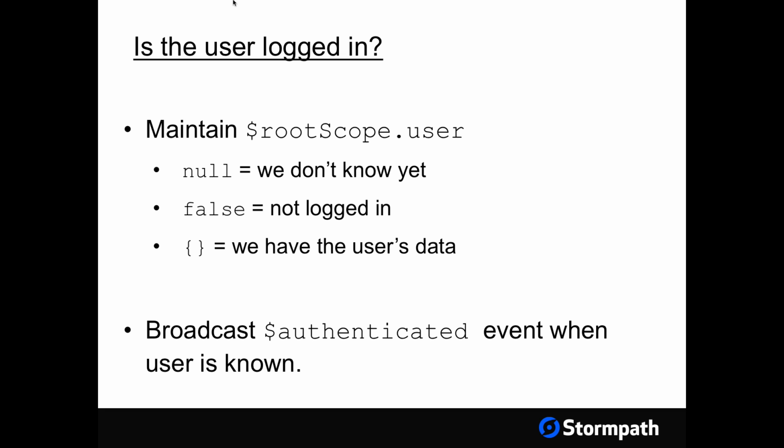As soon as the first time that promise is resolved, then we set the context. If the user's not logged in, we set it to false. Otherwise, we populate it with the user's object data. We also broadcast an authenticated event when the user is known. So between these three things, a promise that gets the current user, an awesome root scope hack, and an authenticated event, it kind of covers all the bases of helping all those crazy components you're going to integrate know, hey, am I logged in or not?